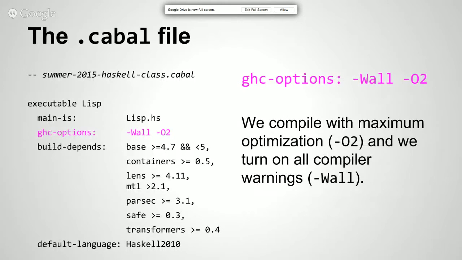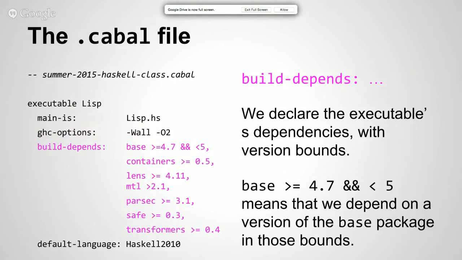The next thing you'll see is GHC options. -Wall is turning all the compiler warnings on. And -O2 is, I believe, the maximum optimization level in Haskell. I don't think there's an O3. Then build dependencies with version bounds.